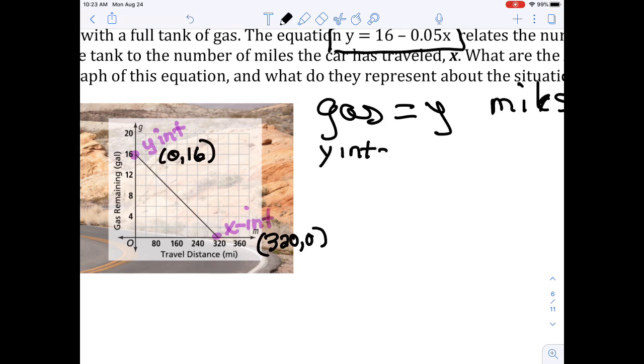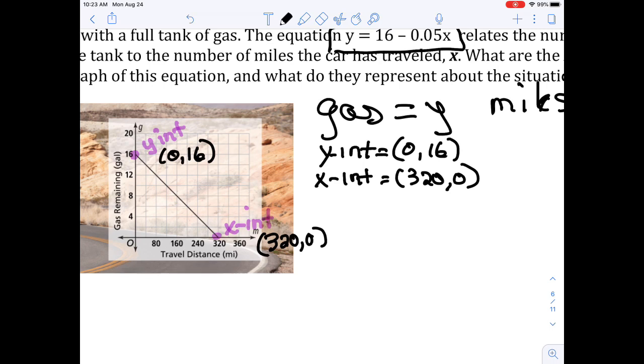And we would say that the Y-intercept is 0, 16, and the X-intercept is 320, 0. What do they represent?